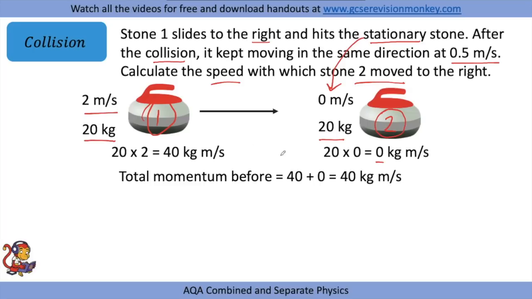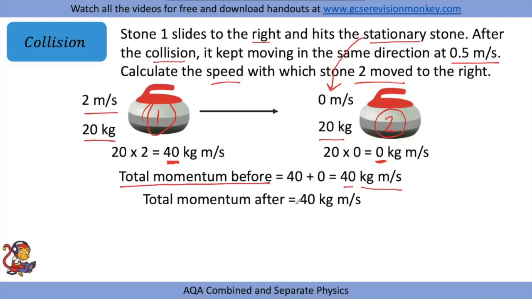So if we add those two together, the total momentum before would be 40 plus 0, which is 40 kilogram meters per second. So all we've done is, before the collision, we've worked out the momentum of stone 1, that was 40, the momentum of stone 2, that was 0. Add them together and we get the total momentum of the whole system before the collision. So the total momentum after, because of conservation of momentum, must also equal 40 kilogram meters per second.